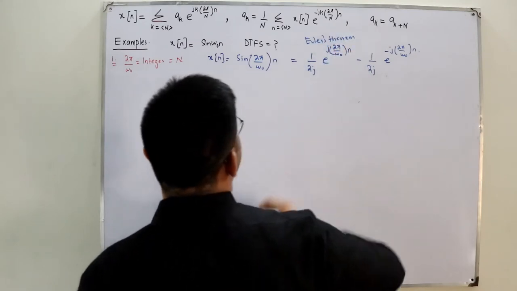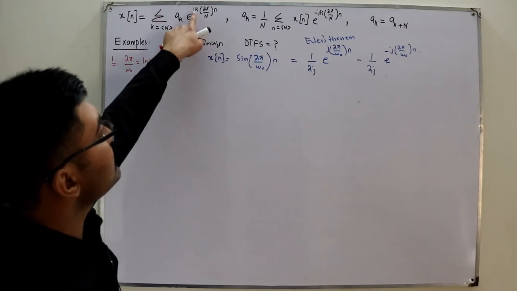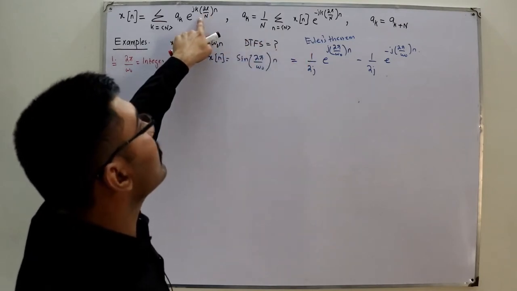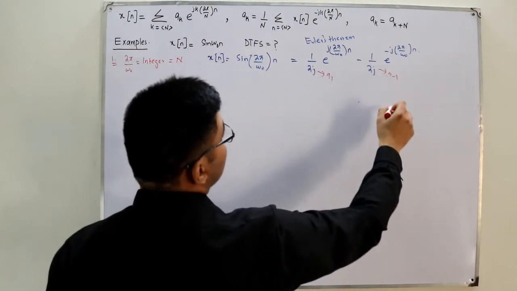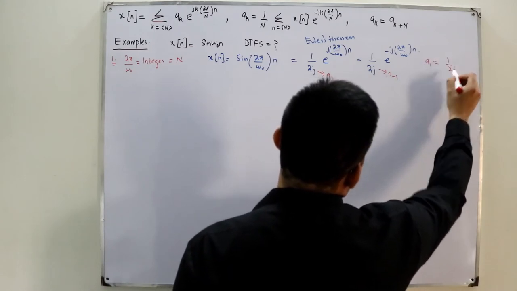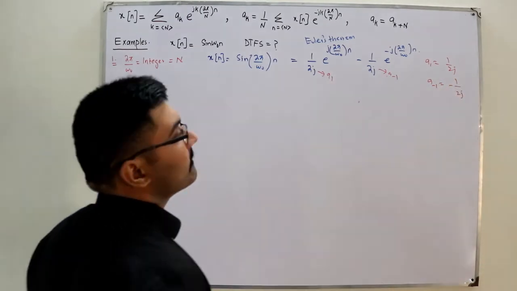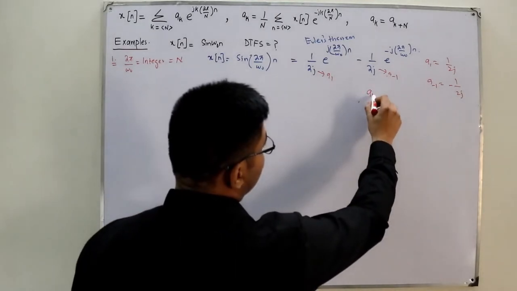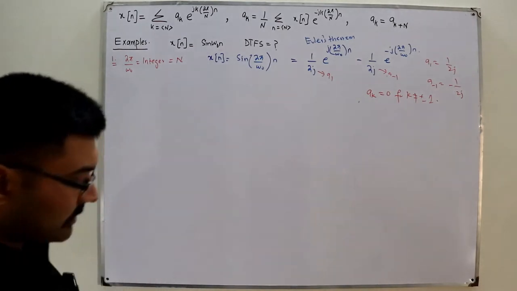Have a look over here. If you relate it to the synthesis equation, the period is 2 pi by N, and so this k is equal to 1. Which means that this is giving us a1 and this is giving us a of minus 1, and this we know very well. a1 is 1 upon 2j, a minus 1 is negative 1 upon 2j. And of course the rest are zero, so ak is equal to zero for k not equal to plus or minus 1.